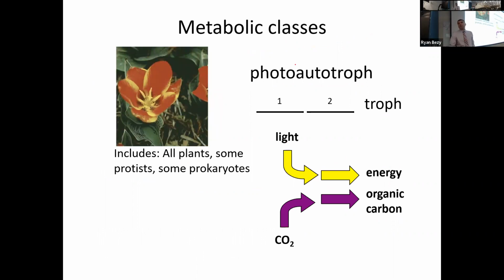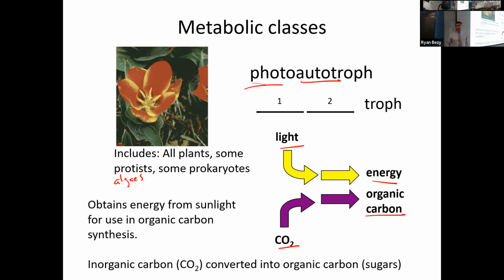Next class is, again, photoautotroph. Photo means they get their energy from light. So they use light as a source of energy. Autotroph means they get their carbon from carbon dioxide. Photoautotrophs include all plants, some protist species like the algae, and some types of prokaryotic species.